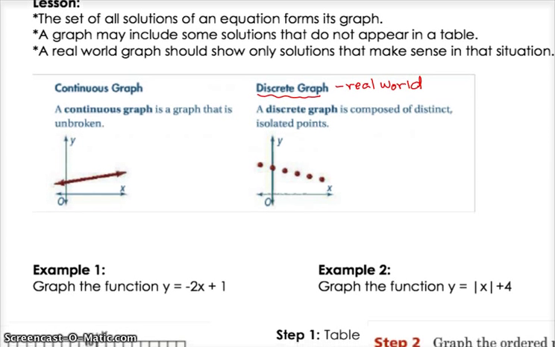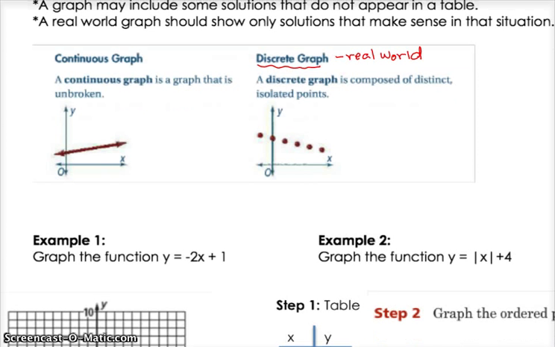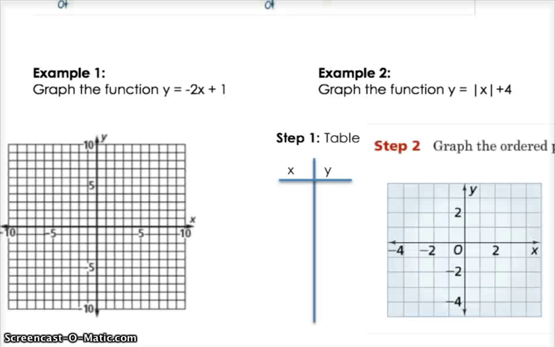Alright, looking down at a couple of our examples, in order to graph function rules we are going to use tables, and then we are going to plot our points. So in example 1 we are graphing a function. We should recognize what this function looks like. It's a line.